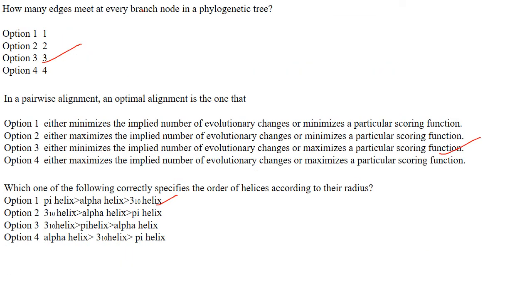How many edges meet at the branch node in a phylogenetic tree? That is 3. In pairwise alignment, an optimal alignment is one that either minimizes the implied number of evolutionary changes or maximizes a particular scoring function. Then which one of the following correctly specifies the order of helices according to their radius? So pi helix greater than alpha helix greater than 3-10 helix.